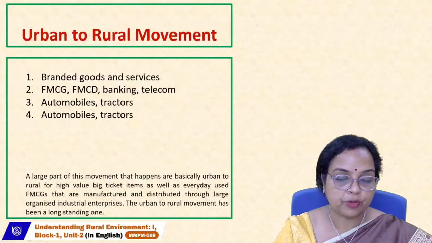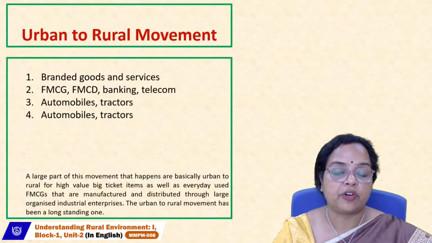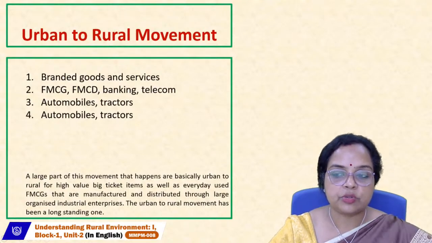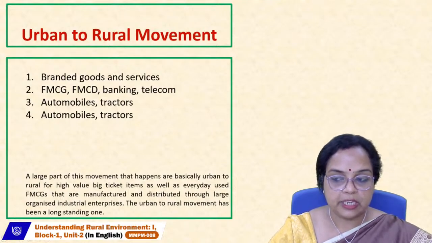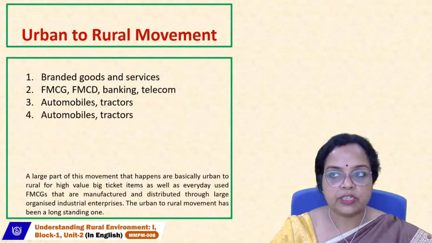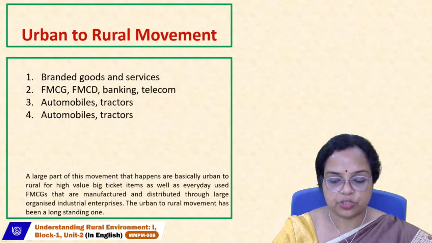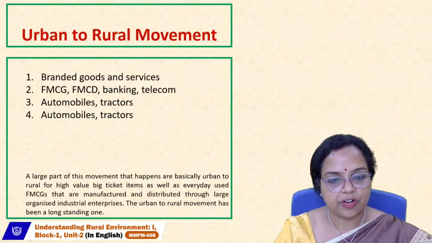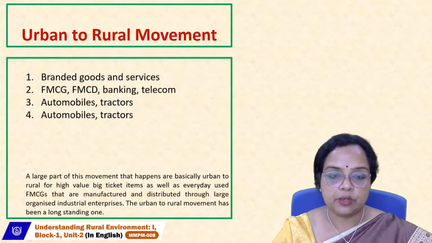Suppose a farmer wants to purchase an Android phone, for that particular need he will visit the city store. Then he will purchase an Android phone for his activities. He will connect with social media, he will connect with the experts of agriculture. That is his need. For that, he is going to the city store to purchase an Android phone. That is a branded good.